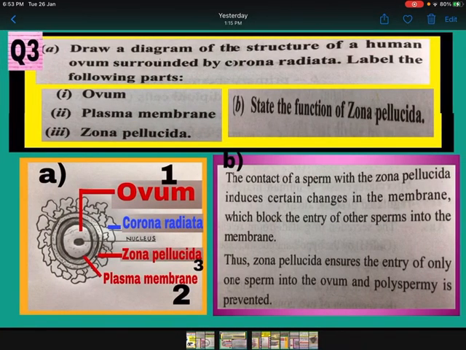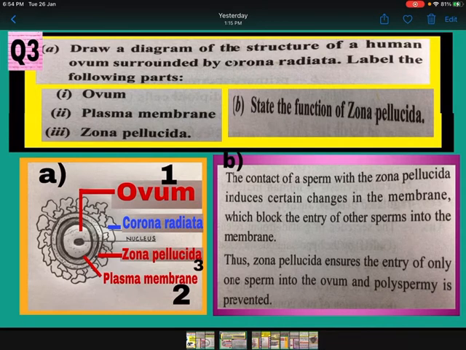Question number 3. Draw a diagram of a structure of human ovum surrounded by corona radiata. Label the following parts: 1 ovum, 2 plasma membrane and 3 zona pellucida. Here you have to label 4 parts. Don't forget to label corona radiata along with the 3 parts which are asked in the question. Now draw the diagram with pencil as shown and start labeling. First, the inner cell, it is an ovum, labeling number 1.